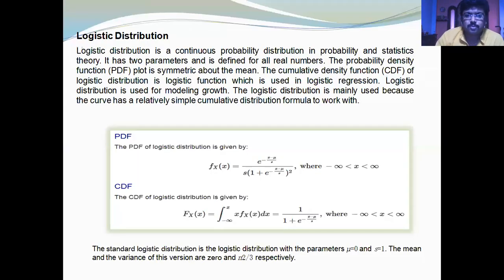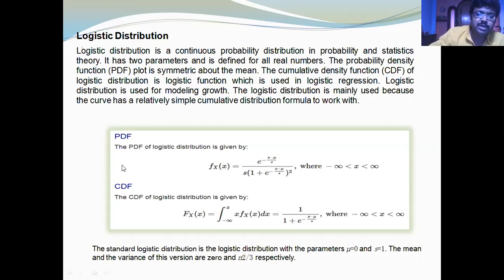Now, as I have mentioned, the logistic distribution is a continuous probability distribution in probability and statistics theory. And there are the probability density function and the cumulative distribution function. The logistic distribution is mainly used because the curve has a relatively simple cumulative distribution formula to work with.